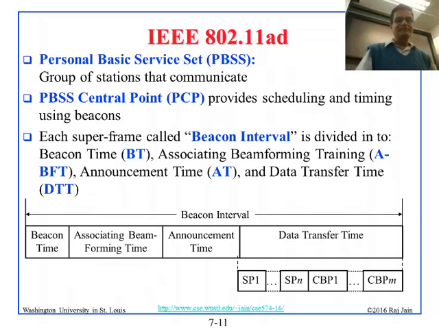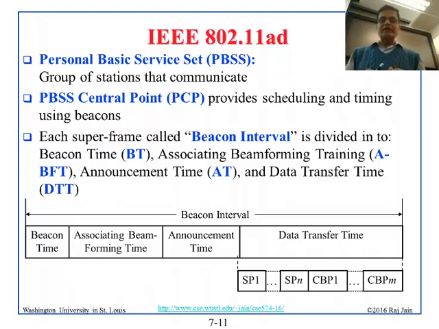So what is 11ad? Instead of the basic service set, BSS, which we used to have before, now we have the personal basic service set, PBSS. And these are groups of stations that want to communicate. So in one room, you might have many PBSSs because you may want to communicate with your TV and somebody else may want to communicate with their TV or with their whatever devices. So you could have PBSS. And each PBSS has a central point like an access point, but it is called PCP.